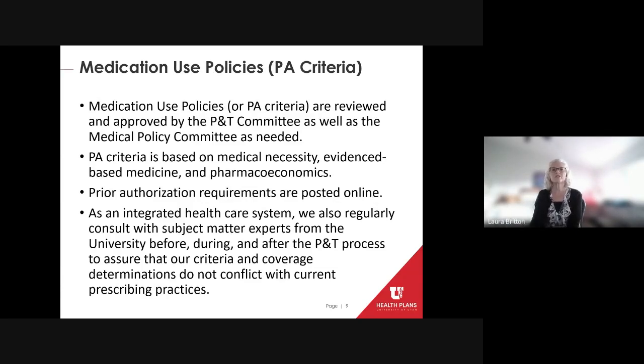Our PA criteria are, again, reviewed by the P&T committee and approved or adjusted as necessary. Those criteria, again, are based on medical necessity, evidence-based medicine, and pharmacoeconomics. Those criteria are posted online, and we regularly consult subject matter experts at the university or outside the university to assure that our criteria is in line with current medical practice. Next slide.